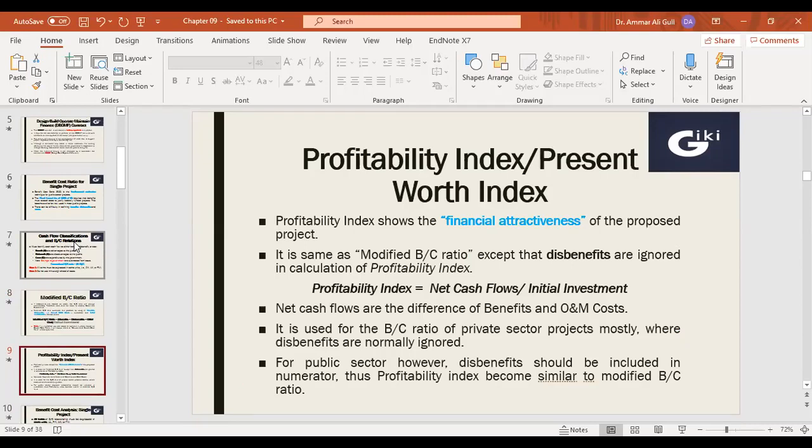profitability index is generally used by private sector companies and for private sector projects, not for public sector projects, because public sector projects are for the well-being of the public, and these benefits are an important component of public sector projects. So if we consider these benefits, profitability index would become exactly equal to the modified B over C ratio. The formula for calculation of profitability index is net cash flows divided by initial investment, and net cash flows is equal to benefits minus cost.